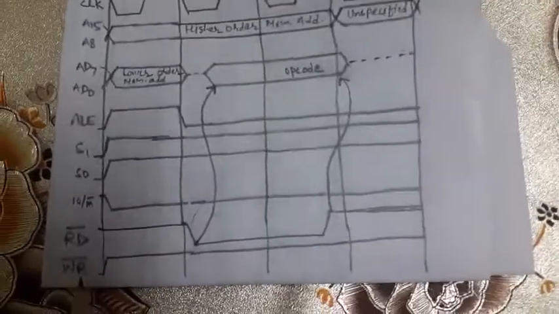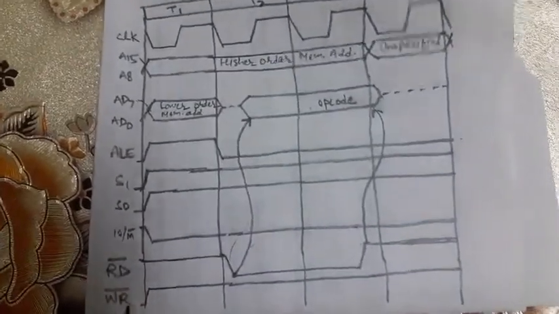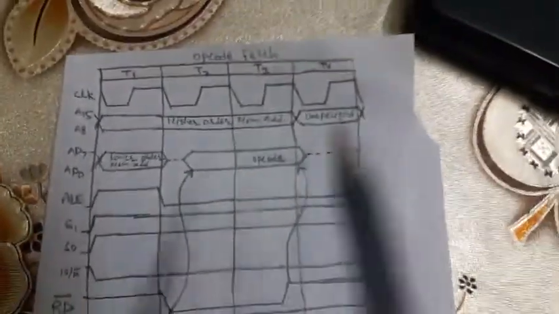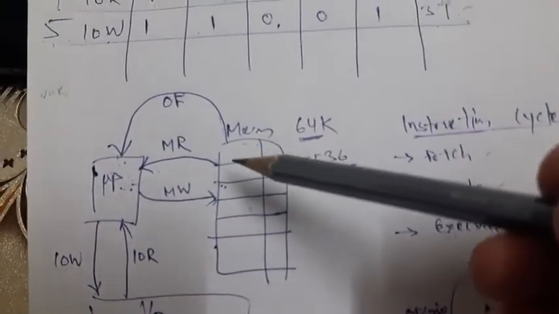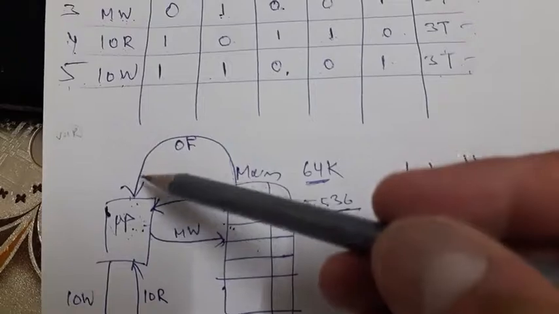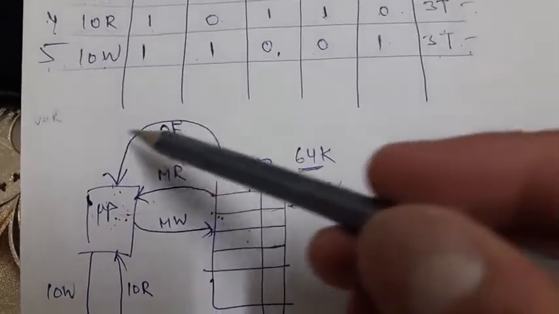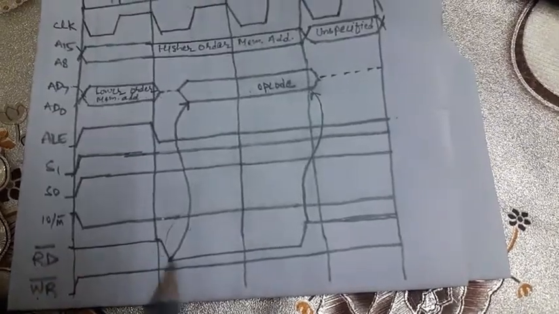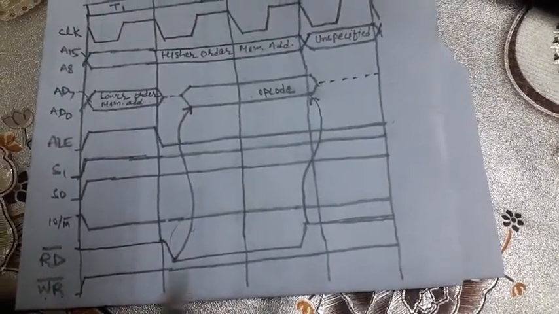Now we are concentrating on the read bar and write bar signals. These are the control signals. So is opcode fetch a read operation or a write operation? Concentrate over here. Opcode fetch means memory is giving some data, means the processor is reading from the memory, so it is a read operation. So read bar will be low and write bar will be 1. See here, read bar will have 0 value and write bar will have 1 value. So this read bar will go low and this write bar will remain 1 all the time.